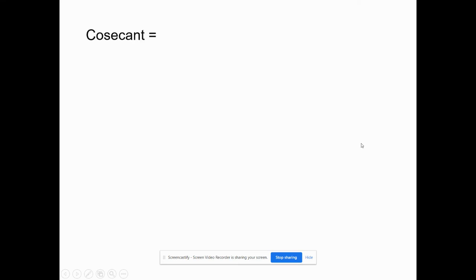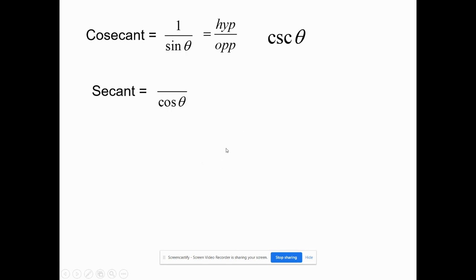Now, there are three other trig identities that you'll need to know. The first one is called the cosecant, and the cosecant is defined as 1 over the sine, which would then be the hypotenuse over the opposite, and it's abbreviated as CSC. The next one is the secant, which is 1 over the cosine, which then would be the hypotenuse over the adjacent, and it is abbreviated as SEC.